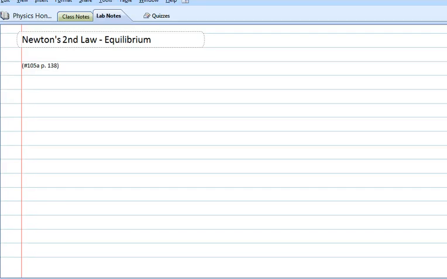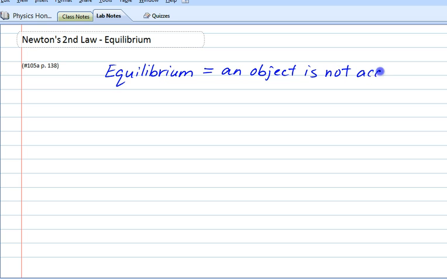Okay, welcome back everyone. So in this video we're going to be talking about a pretty special case of Newton's second law. This is what we call equilibrium. And basically this is when an object is not accelerating. So there's different types of equilibrium. We're not going to talk about when things rotate right now because that gets a little bit crazy. But for the most part, equilibrium is an object is not accelerating.